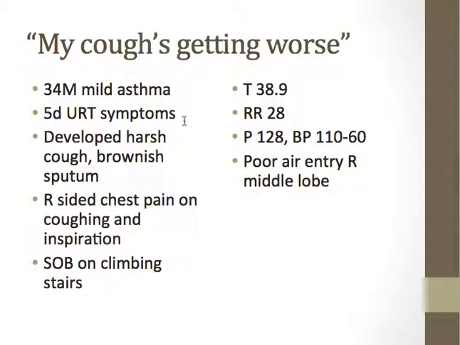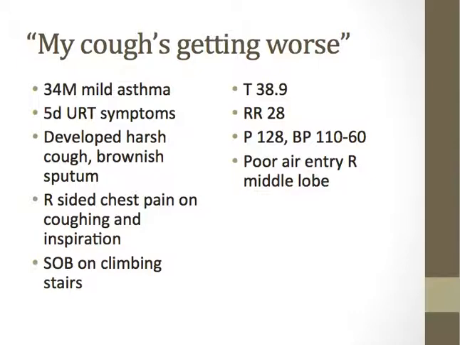He complains of right-sided chest pain on coughing and inspiration, and he says he's short of breath on climbing stairs, which he's never been before, and indeed is a very unusual symptom in a healthy 34-year-old. GP takes a temperature, it's 38.9, respiratory rate is up at 28, he's tachycardic, but his blood pressure is okay, and on auscultation he proves to have poor air entry in the right middle lobe.